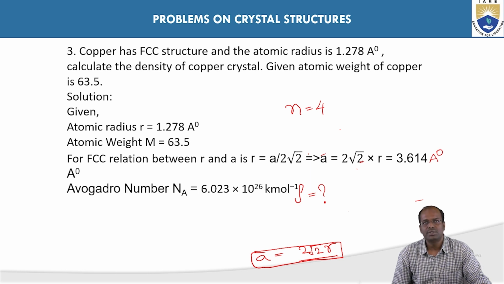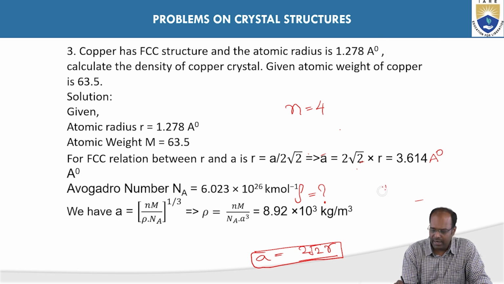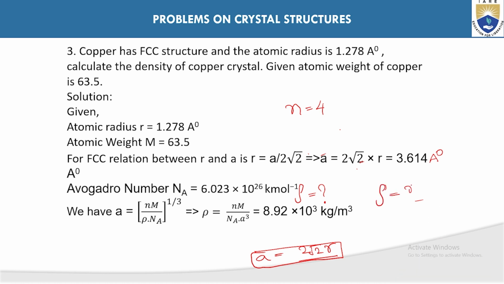Now, Avogadro number standard value is Na is equal to 6.023 into 10 to the power of 26 per kilomole. And we have the formula; density they are asking to find out. Rho is equal to N into M by Na into V, where V is nothing but a cube. So V is equal to a cube. This is the formula we are getting.